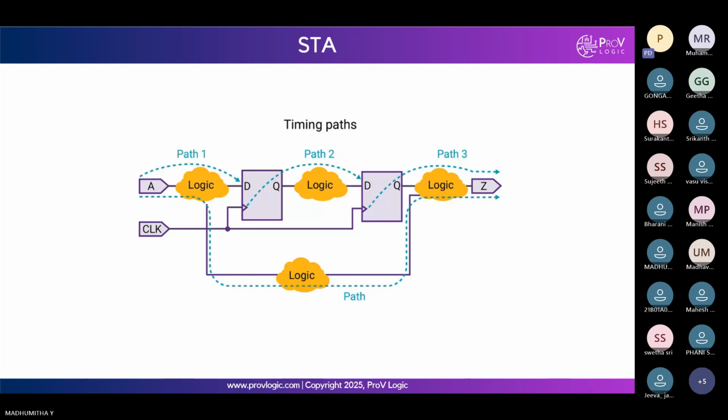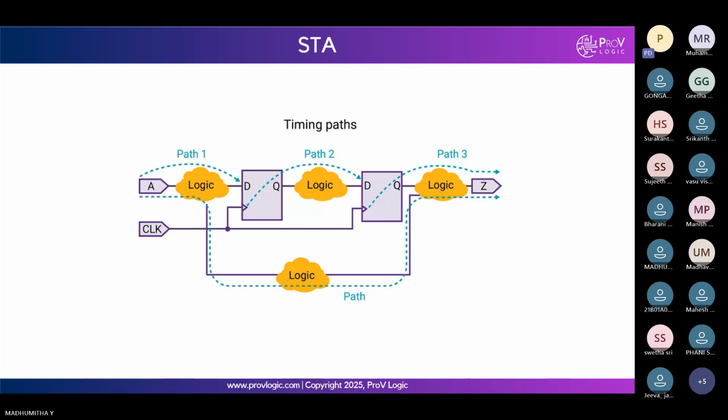So this A and clock are called ports. This is the symbol for input or output ports or clock ports. Any input ports, output ports, or clock ports that you see in your design will have this symbol. Path 1 is from input port A to the D pin of the first flip-flop. Path 2 is from the first flip-flop to the next flip-flop. Path 3 is from the last flip-flop to the output port of the block.